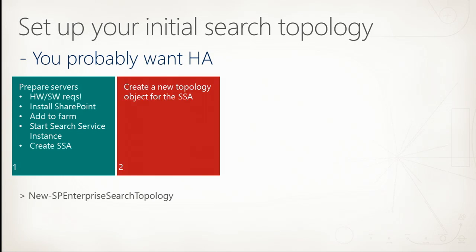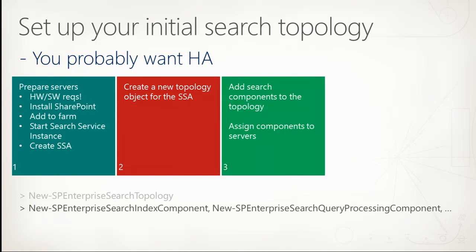Okay, so what you do, you create a new topology object. You have an active topology object that has the running topology, if you have done it like that. And then you create a new one where you deploy or populate your new components. And this is the commandlet for doing that. Then you add search components to that topology, and you have separate commandlets for each component. The example here is for the index component and for the query processing component, but there are corresponding commandlets for the other components in the topology.